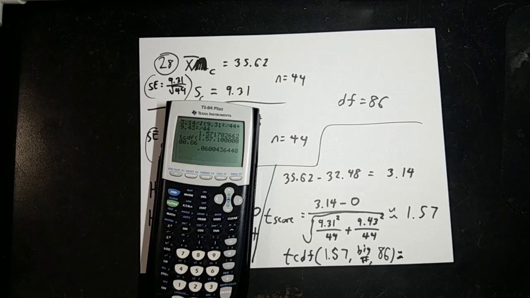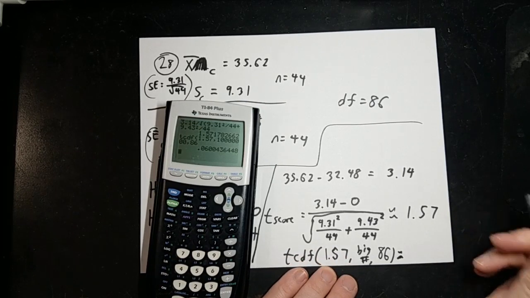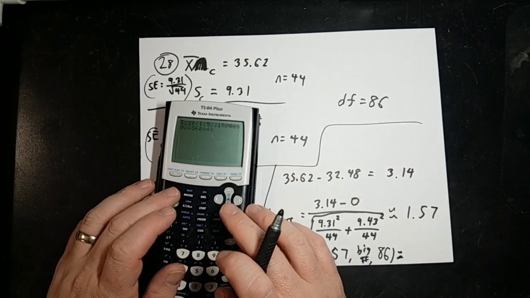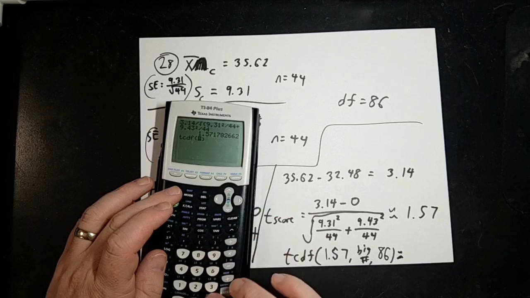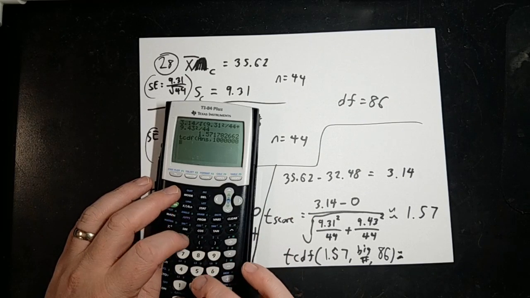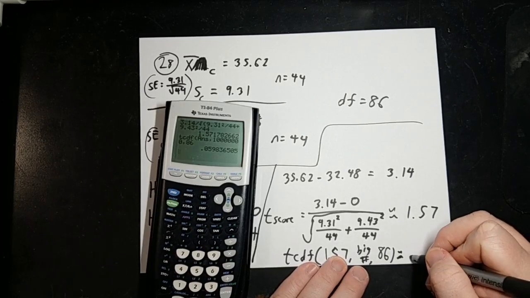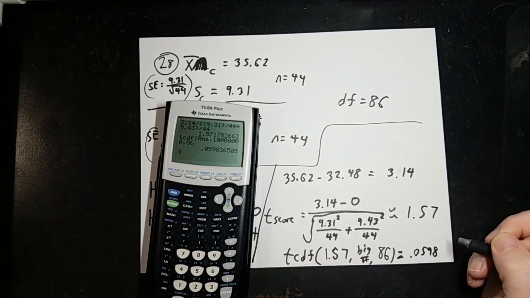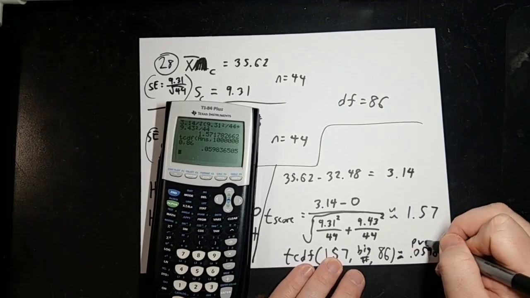There we go. We get a p-value of approximately 0.06 and change. I want to use the exact number. tcdf, that answer, comma, big number, comma, 86. I like that one better. 0.0598. Yes, I know it's 0.06 still, but that's my p-value.